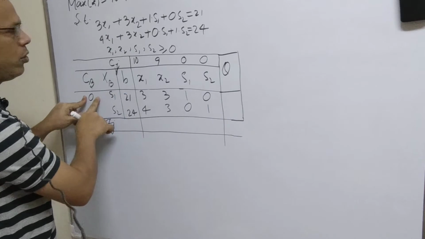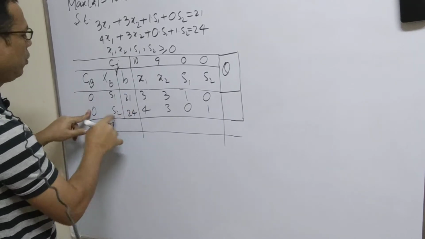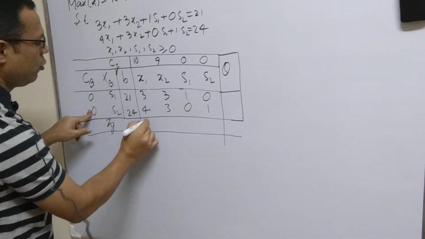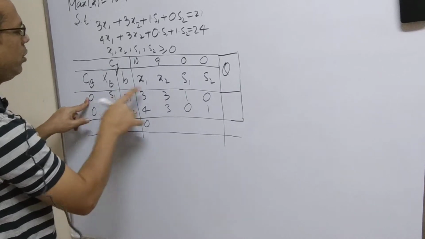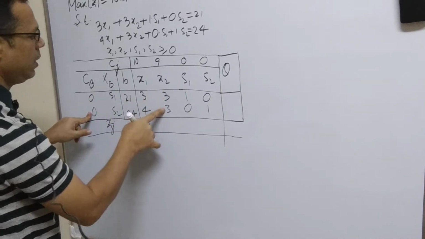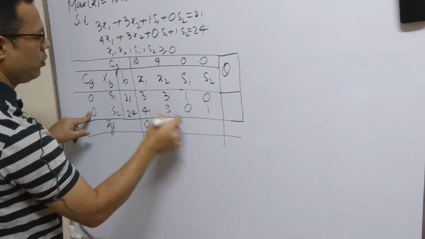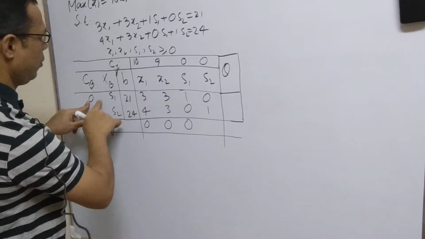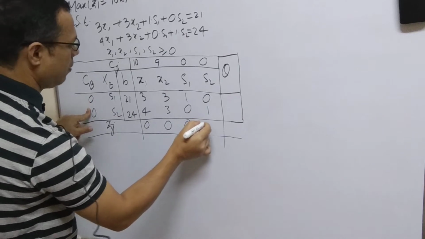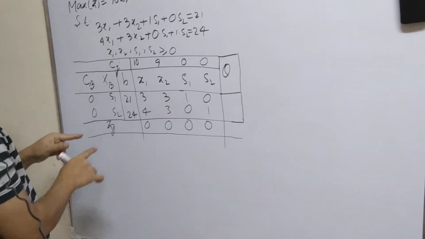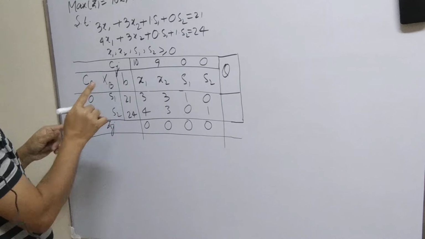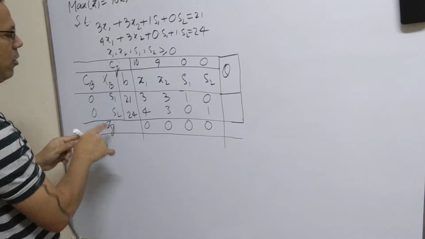So 3 into 0, 0, 4 into 0, 0, and add. So 0 plus 0 is 0; 0 into 3, 0 into 3, 0 plus 0, 0 into 1, 0 into 0, 0 plus 0, 0 into 0, and 0 plus 1, 0, 0 plus 0, 0. Because Zj in the initial table, always in the initial table, you will get the Zj value 0.